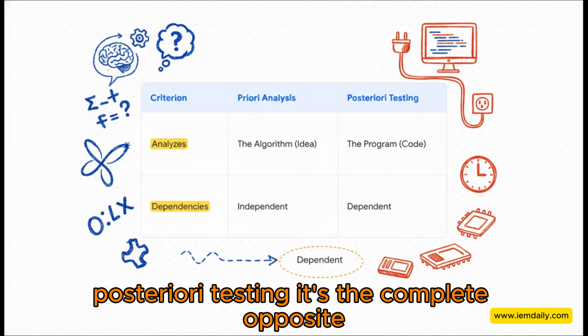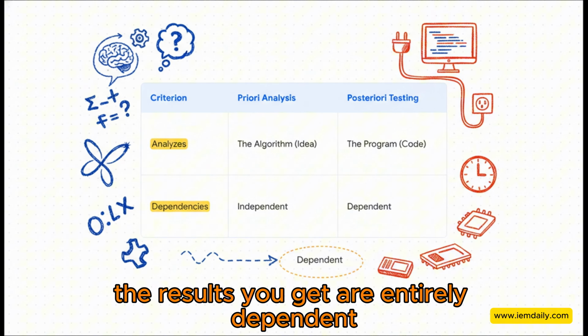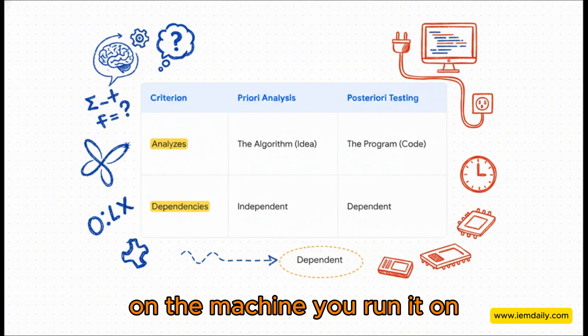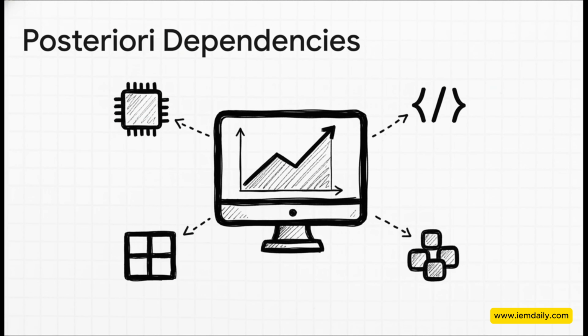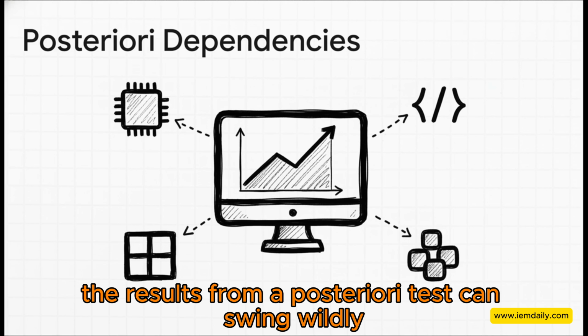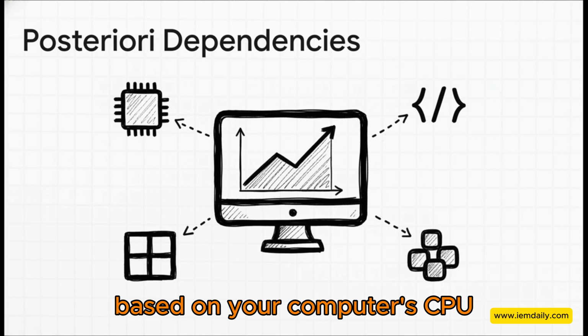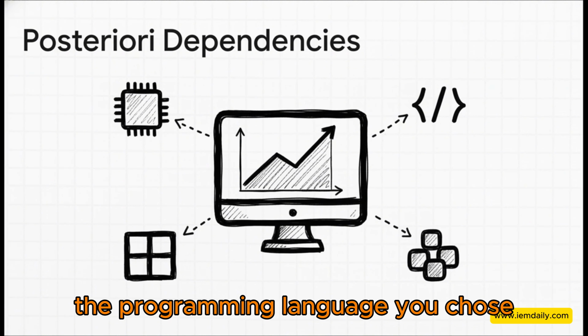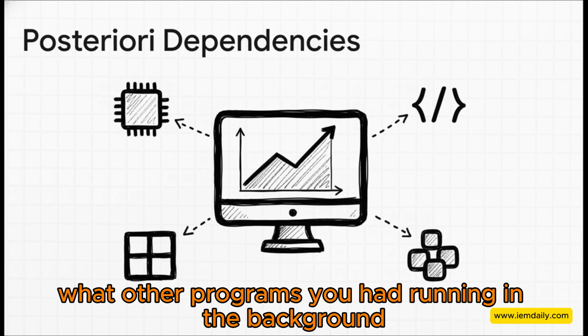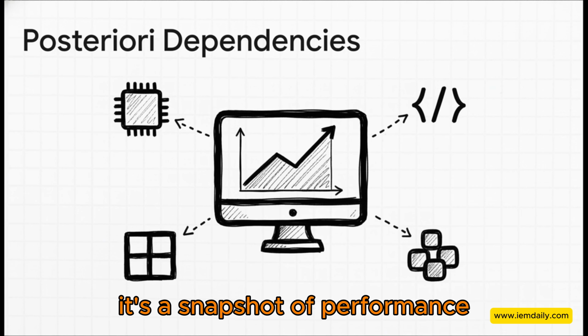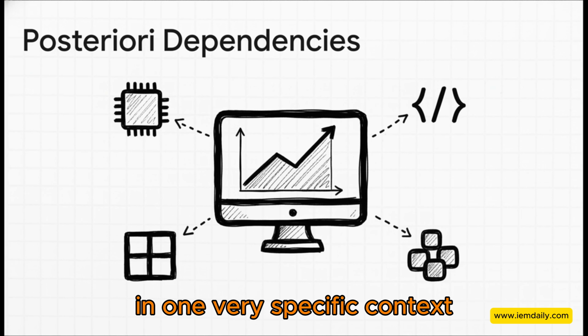Posteriori testing, it's the complete opposite. The results you get are entirely dependent on the machine you run it on. And when I say dependent, I mean really dependent. The results from a posteriori test can swing wildly based on your computer's CPU, the programming language you chose, your operating system, even what other programs you had running in the background. It's a snapshot of performance in one very specific context.